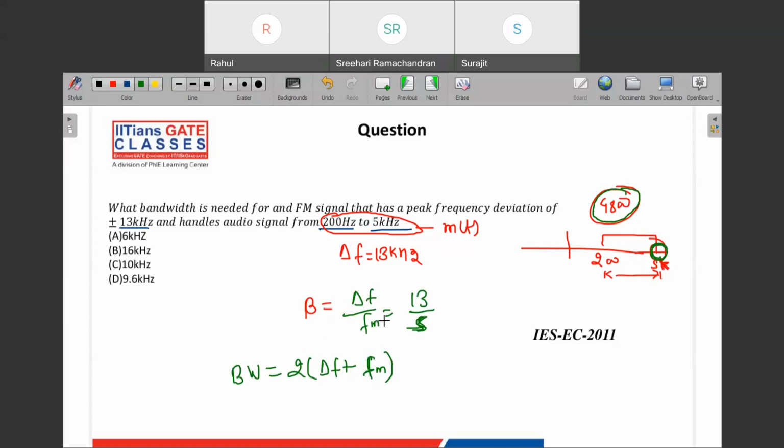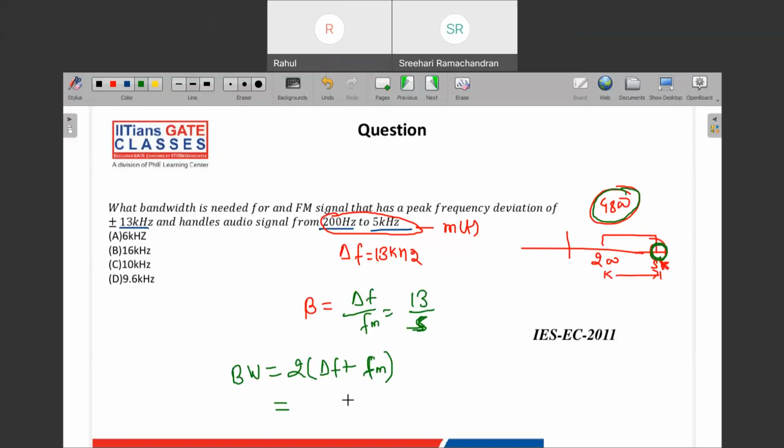So in this case, delta f is 13 and f_m is given as 5. I think 13. So it will be coming around 36 kilohertz. I will check the option here. I think one of the options I might have not written correctly. So this will be 13 kilohertz here. Sorry, 36 kilohertz.